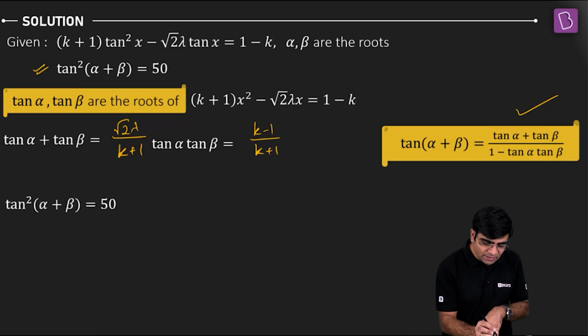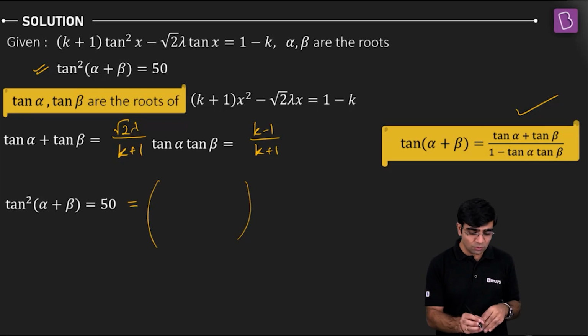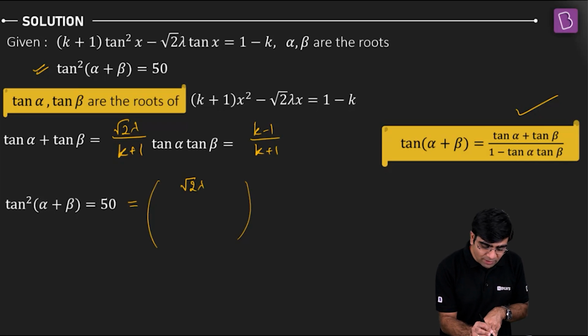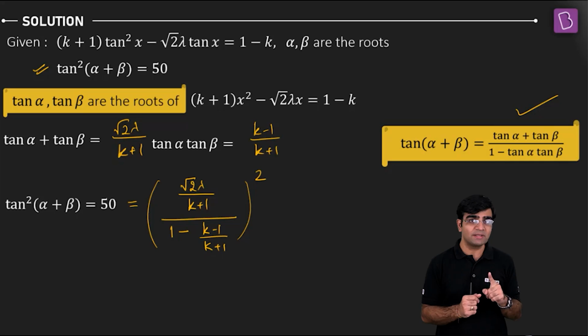So if I try to plug in the values here, 50 will be equal to, the numerator will become what? Tan alpha plus tan beta, which is nothing but the sum of roots. So we get this as root 2 lambda divided by k plus 1, whole divided by 1 minus the product of roots, which is k minus 1 over k plus 1, and the whole square of it, because tan square (alpha plus beta) is equal to 50. Be very careful with the calculation.